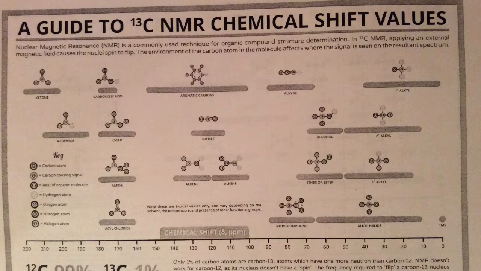Alright, so looking at the little guide for the carbon NMR, we can see that the structure at 212 could possibly be a ketone, and the shifts at 42, 27, and 25 could either be a secondary alkyl or a tertiary alkyl. And that could depend on how high those peaks are in the graph.